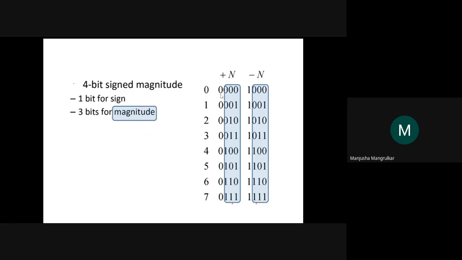If the first bit is 0, that represents the data is positive, or if the first bit is 1, that represents the data is negative.